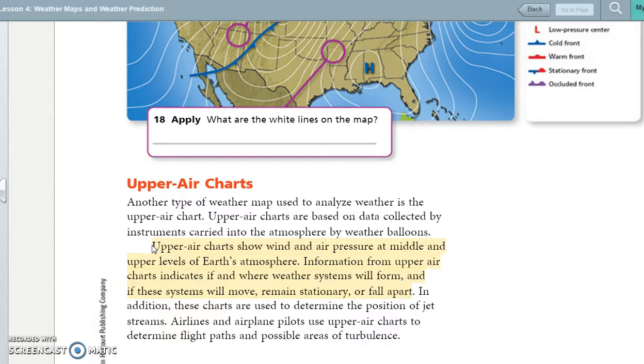Upper air charts are important because they show wind and air pressure at the middle and upper levels of the Earth's atmosphere, and this information from upper air charts indicates if and where weather systems are going to form, if these systems will move, where they're probably going to move to. Are they going to remain stationary? Are they going to gather strength, fall apart, things like that? So it's important for us to not only know what's going on at the surface of the Earth, but what's going on higher up in the atmosphere can help us make predictions about what the weather is going to do.